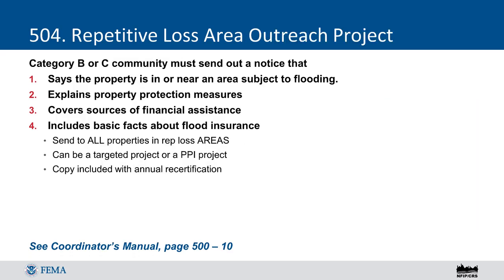Section 504 provides direction regarding the repetitive loss area outreach project. A Category B or C community must send out a notice with 4 key points. It must say or tell the property owner or recipient that the property is in or near an area subject to flooding. It must explain property protection measures that are appropriate for the type of flooding identified for the area. It must cover sources of financial assistance that might be available. Lastly, it must include basic facts about flood insurance.